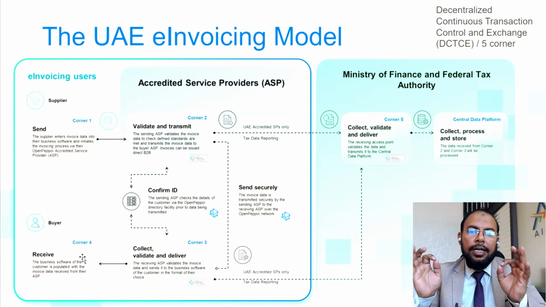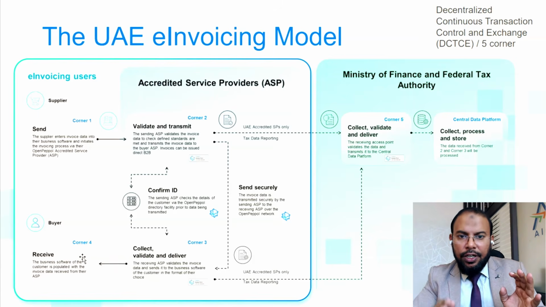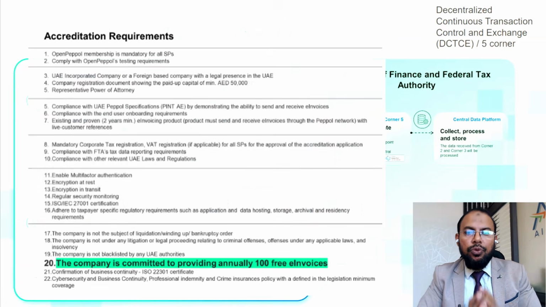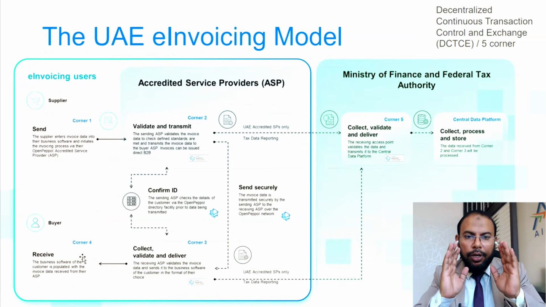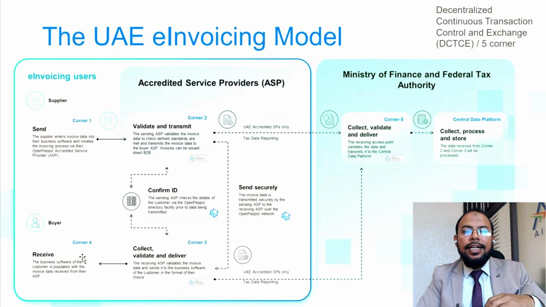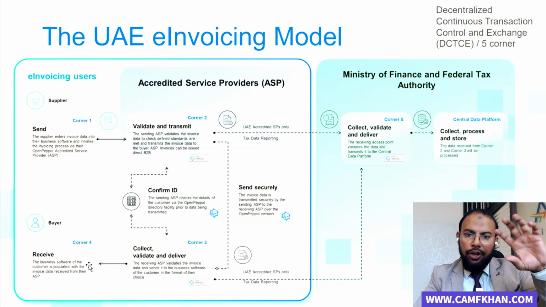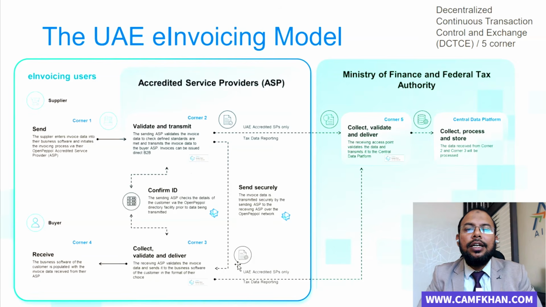The e-invoicing service provider will be a person approved by the FTA authority. That means if the UAE government has approved you as an e-invoicing service provider, you have to follow some standards as specified by the UAE government. Your ASP's purpose is only collecting data from the e-invoicing user, from the supplier and buyer, and submitting it to the FTA authority or to the corresponding users. I hope it is clear. The second and third corners are related to the ASP, and the fifth corner is related to the Ministry of Finance and the FTA authority. This is very clear.